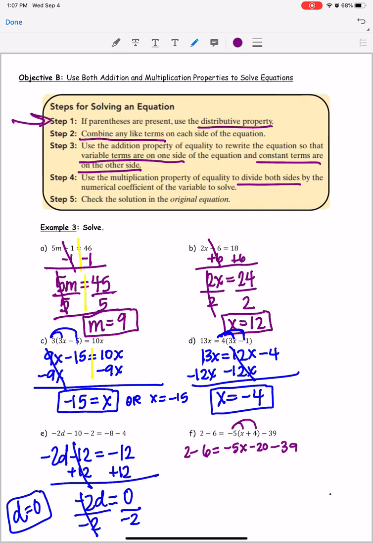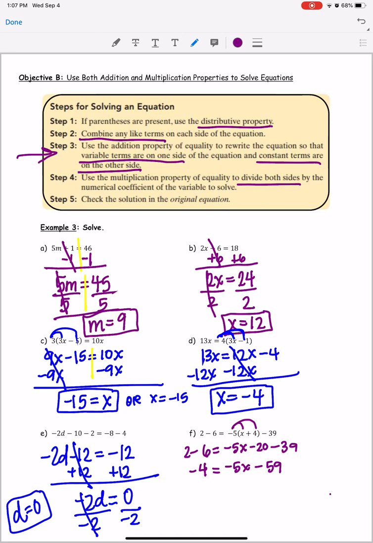So that was step 1. Step 2 is to combine any like terms. So can I combine any like terms over here? Yes, those are just numbers, so let's subtract. So 2 minus 6 is negative 4. Can I combine anything on this side here? Yes, a negative 20 and negative 39. So I got negative 5x, same sign, so you add and keep the sign, we get a negative 59.